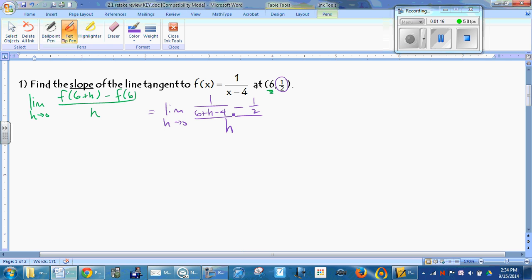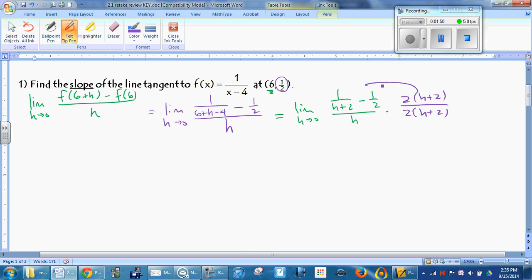Alright, so now we can simplify this part here as well. The 6 plus h minus 4, we can write that as 1 over h plus 2 minus 1/2 over h. Now, we can't use direct substitution here because we're going to get 0 over 0. So to take care of that, we need to multiply the top and the bottom by the lowest common denominator, which is both of these denominators combined. 2 times h plus 2. So we're going to multiply the top and the bottom by that.